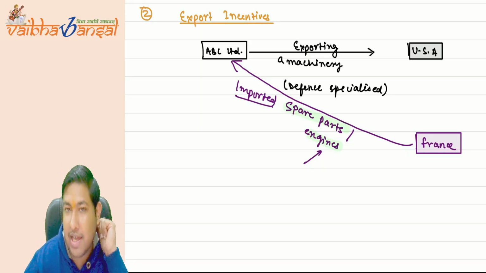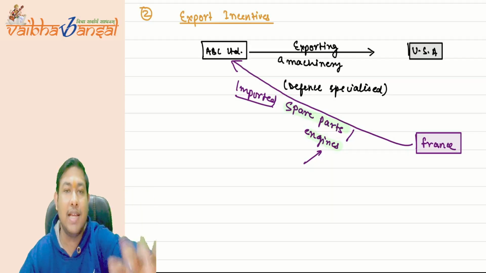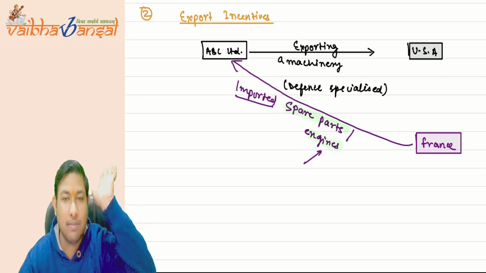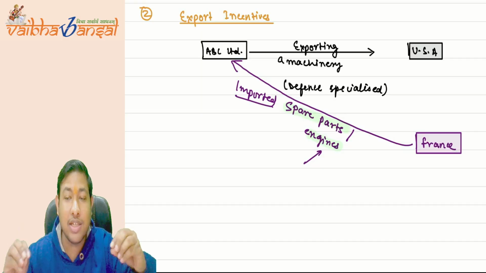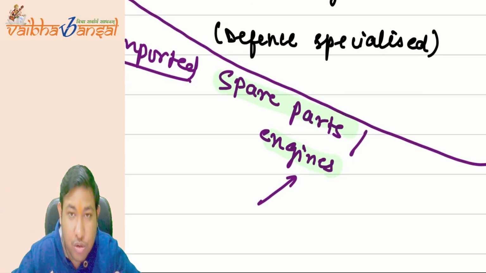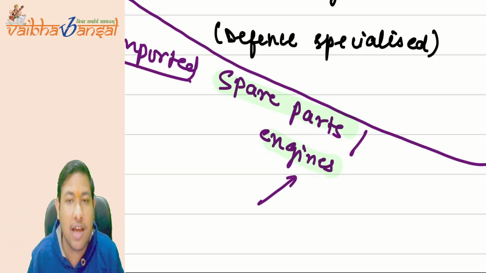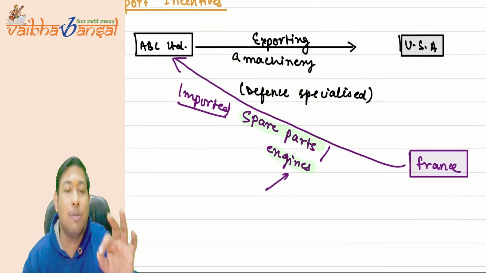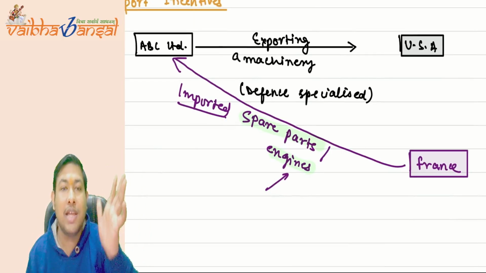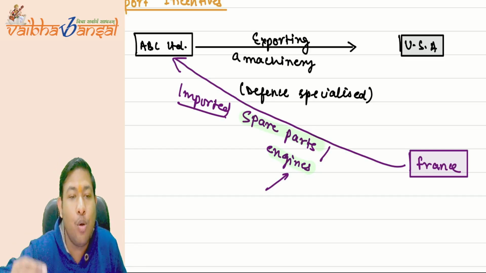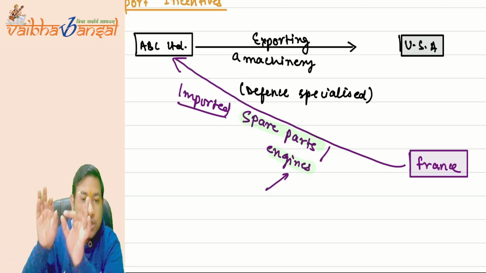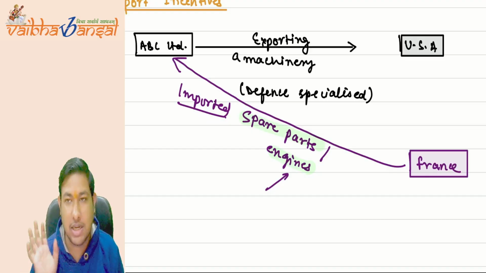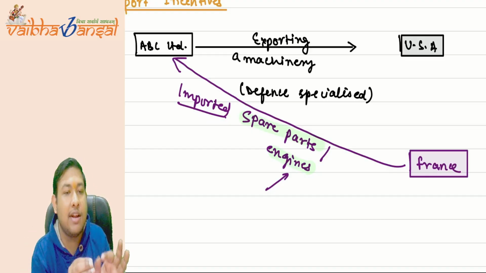So the government of India is giving a specific license only to those who need them for exporting machinery. It is not a general license. You cannot import those spare parts or engines generally in India. But for exporting the defense specialized thing, the government of India has specifically given ABC Limited an import entitlement license, so that you can import these particular parts from France to India to export to USA by making a machinery. This is what an import entitlement license is.